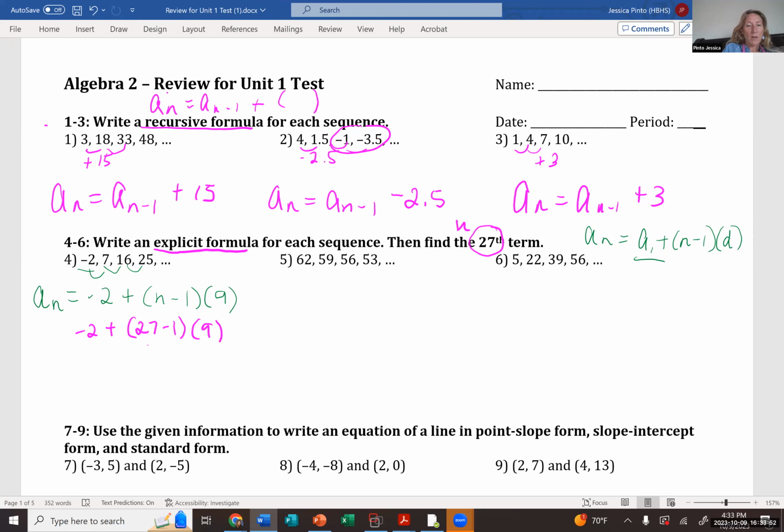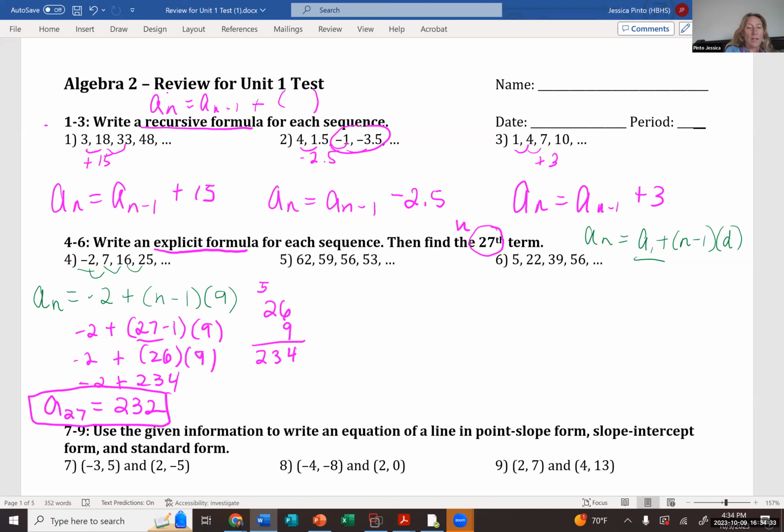So 27 minus 1, we know that that's 26. Multiplying that by 9 plus negative 2. I'll have to do some work for that. 26 times 9. So 9 times 6 is 54. 9 times 2 is 18. So plus 5 more, 19, 20, 21, 22, 23. So we have negative 2 plus 234. Our final answer is 232. And what was that? That was the 27th term. So we write that as a sub 27 is equal to 232. So that's our pink answer.